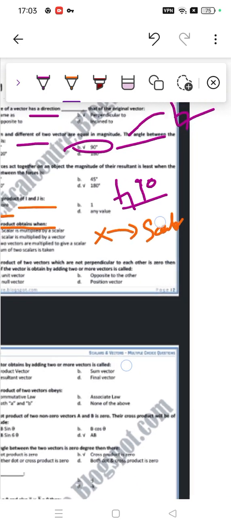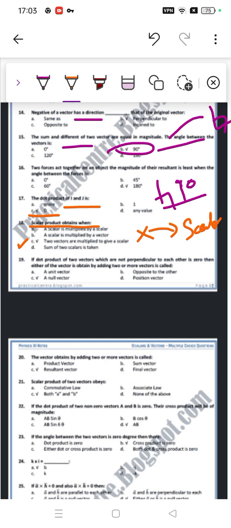Then, if the dot product of two vectors which are not perpendicular to each other is 0, then either of the vectors obtained by adding two or more vectors is called a null vector.